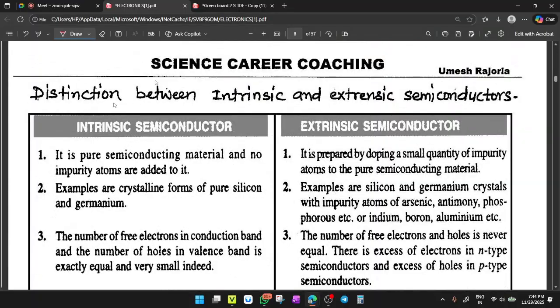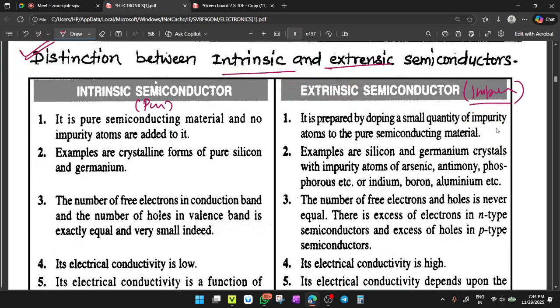Okay. Now, a very important question was there in the examination: the distinction between, or difference between, the intrinsic and extrinsic semiconductor. Intrinsic means pure and extrinsic means impure. Collectively, it contains both p-type and n-type semiconductor. Clear?